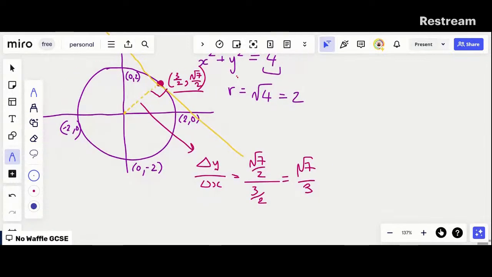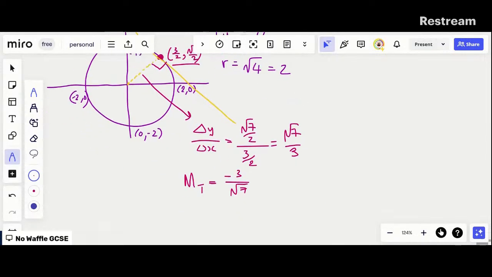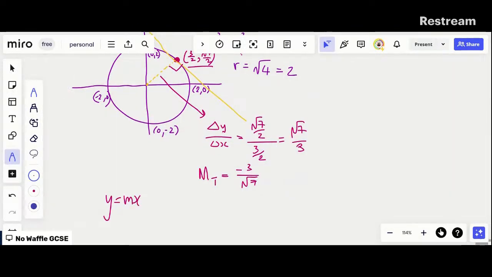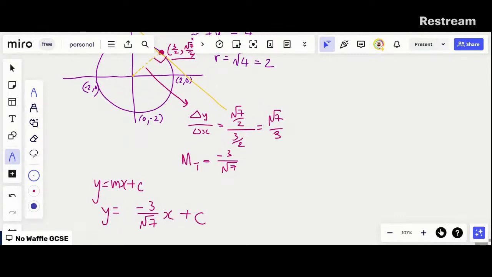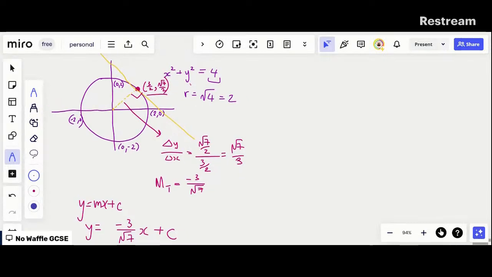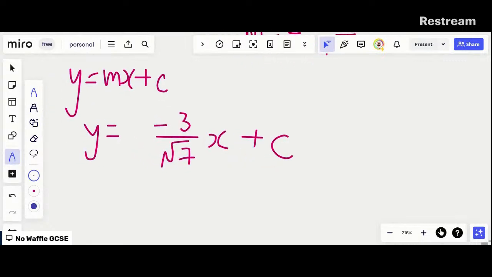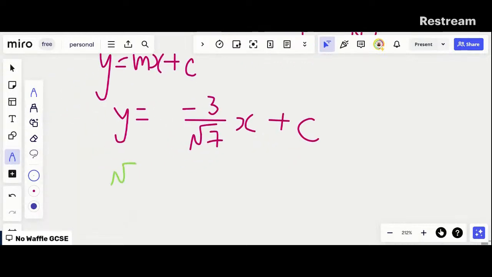Now that's the gradient of the radius. So the gradient of the tangent is going to be the negative reciprocal, so minus 3 over root 7. Now we've got y is equal to mx plus c. So we now know the gradient of the tangent, which is minus 3 over root 7 x plus c. We then want to plug in values of x and y to find c, the y-intercept, and we already know a point that we can use, 3 over 2, root 7 over 2. So you then plug that in.